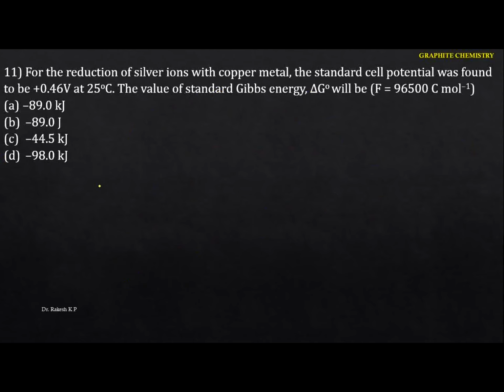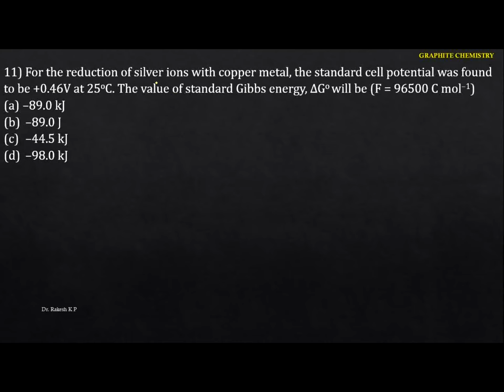So for the reduction of the silver ions with copper metal, the standard cell potential was found to be plus 0.46 volt at 25 degrees Celsius. The value of standard Gibbs free energy. Okay, this is Gibbs energy. Now we have to identify the delta G naught here.